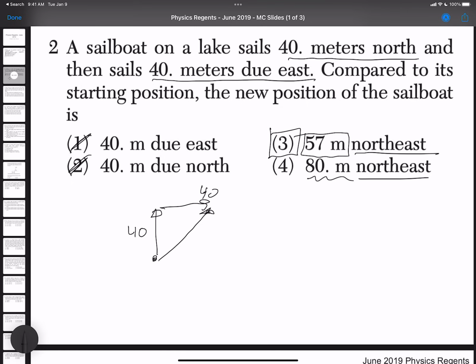I could do the exact calculation by using the Pythagorean theorem. So I could take the square root of 40 squared plus 40 squared, and that would give me 57.